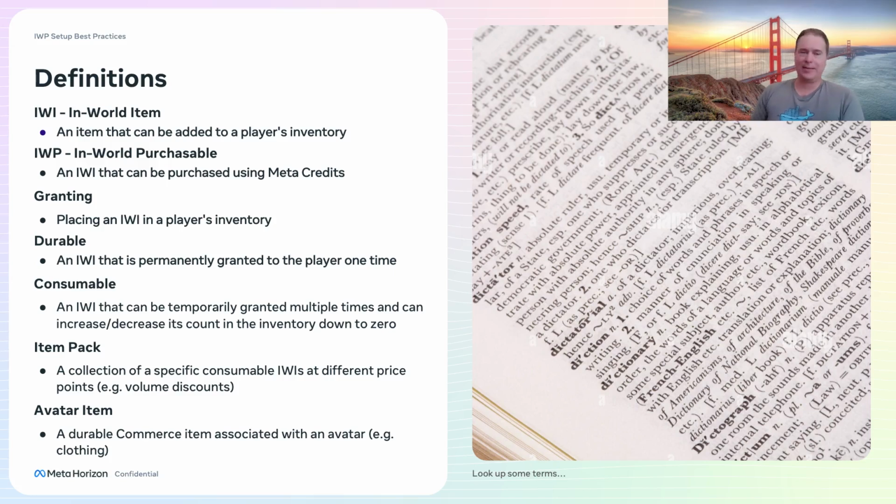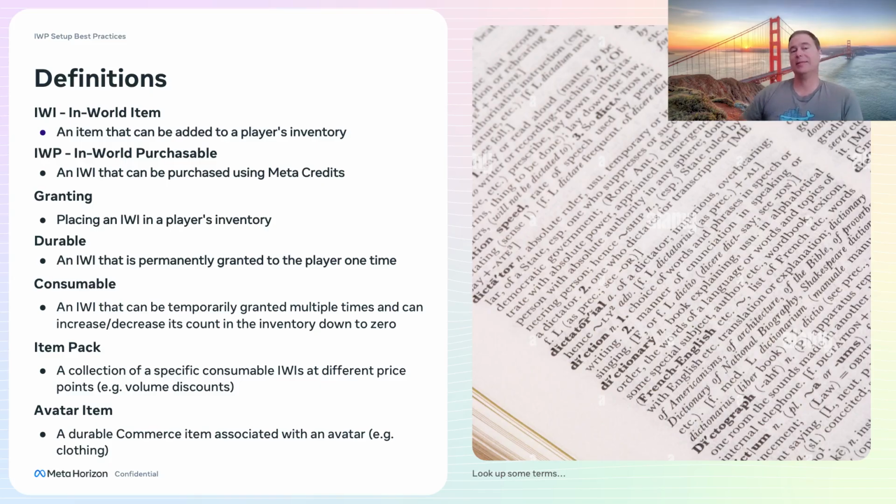Not everything that gets added to the player's inventory is necessarily purchased. So I think this is why they have this distinction between an IWI, which is an item that may not have a cost associated with it, and an IWP, which is something that can be purchased with meta credits. And this IWI versus IWP distinction comes into play a couple of times when choosing which mechanism you're going to use to sell your items.